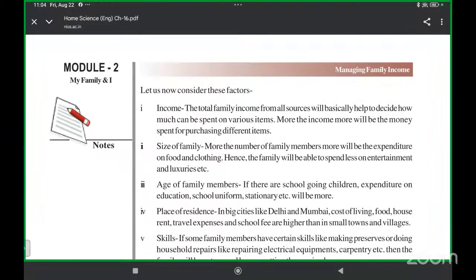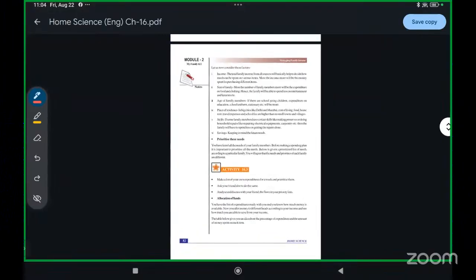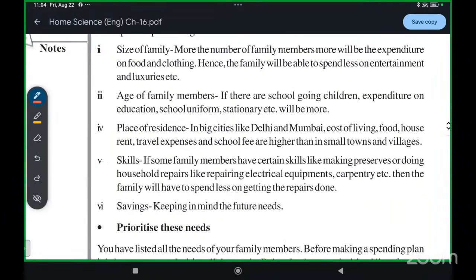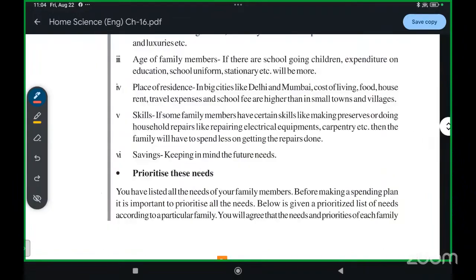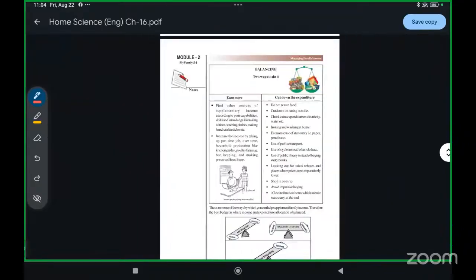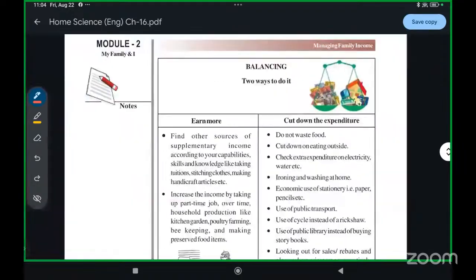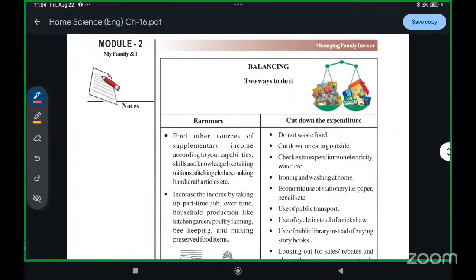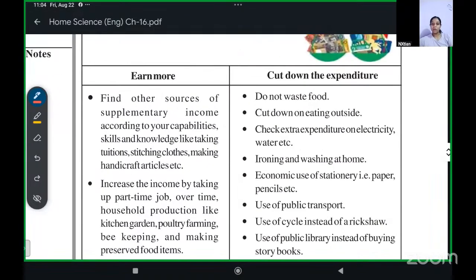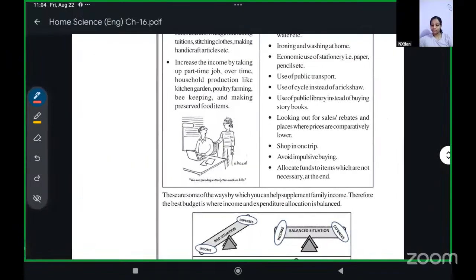The difference in the family income. Okay. We saw there is a difference in income, in size of the family, age of family members, place of residence, skills, and savings. Then we saw allocation of funds. We saw the two ways in which we can balance our budget: by earning more or by cutting down our expenditure.